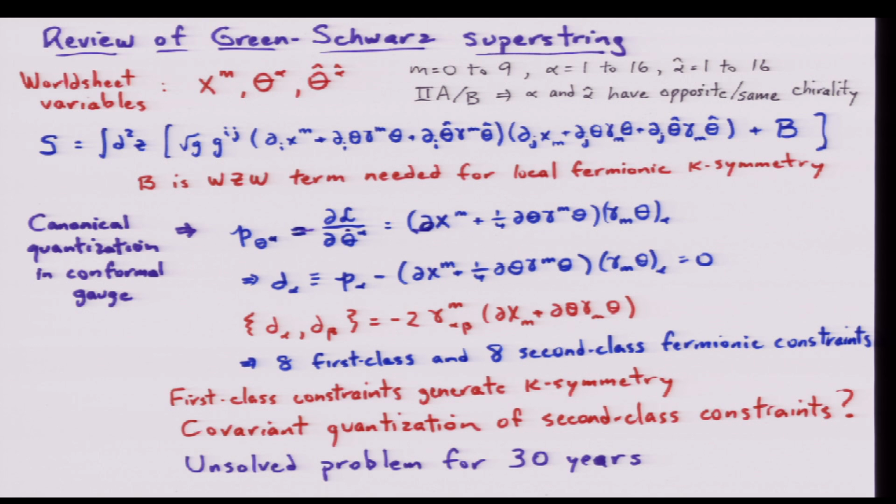The first class constraint generate this local fermionic kappa symmetry that John mentioned. The second class constraints are more complicated to deal with. So you can quantize in light cone gauge where you solve them. But if you try to quantize covariantly, essentially it's an unsolved problem how to do this.